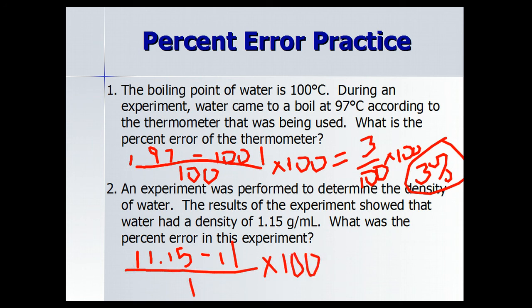I'm just reading this question one more time, and they don't tell us what the density of water is. I think you're supposed to know the density of water is always 1. Okay. So 1.15 minus 1 would be 0.15 over 1 times 100. So we're talking 15%.